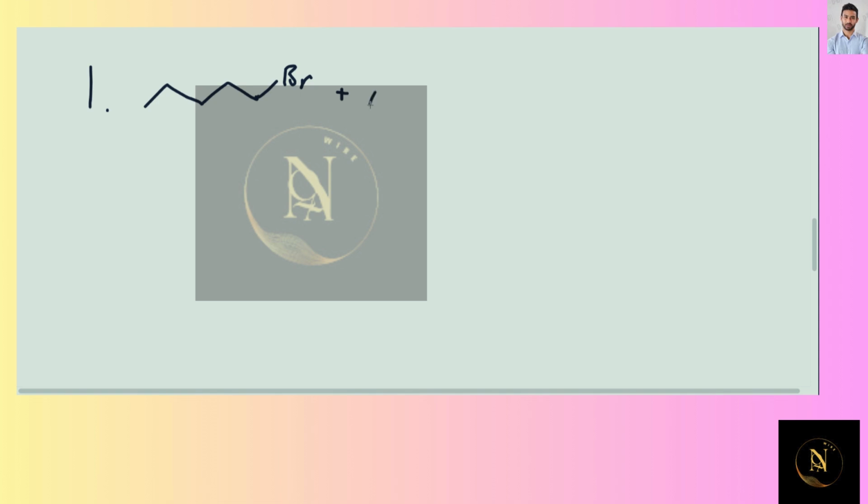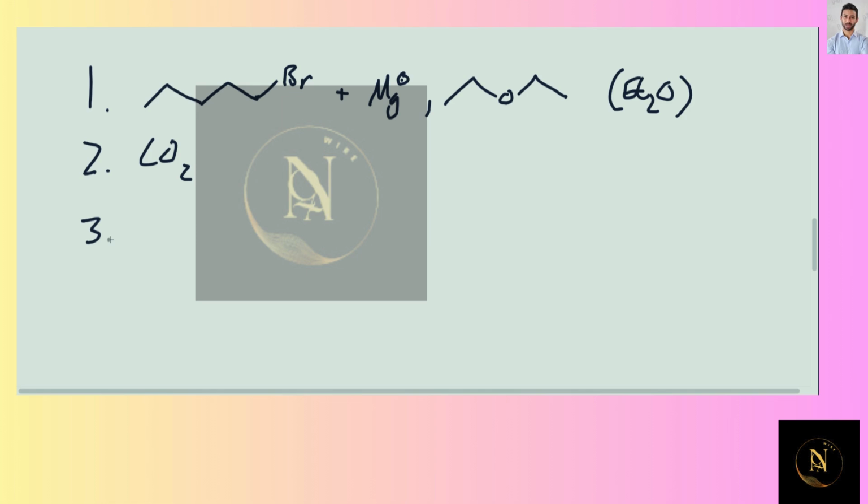So the forward direction for this would be starting with pentyl bromide, reacting it with magnesium solid, that's magnesium 0, and diethyl ether. I'm drawing it a different way now. That's the same as saying Et2O, diethyl ether. Same thing. Then we're going to react that with CO2, and then we're going to do aqueous acidic workup.